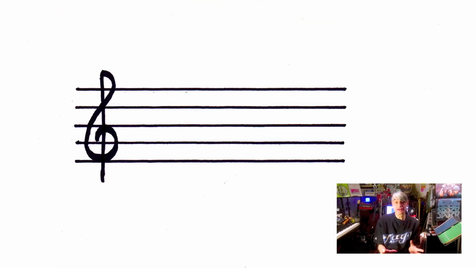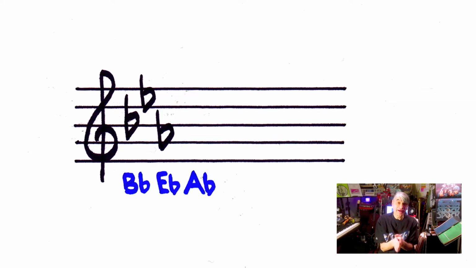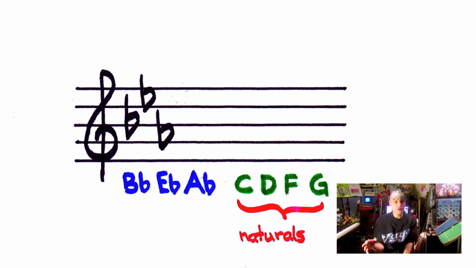If we have a key signature that has 3 flats, those 3 flats are B flat, E flat, and A flat. That means in this piece of music, anytime you play a B, you're going to play a B flat. Same with the E, you'll play an E flat. Every time you see an A, no matter where it is on the staff, you'll play an A flat. And all the other notes will be naturals.